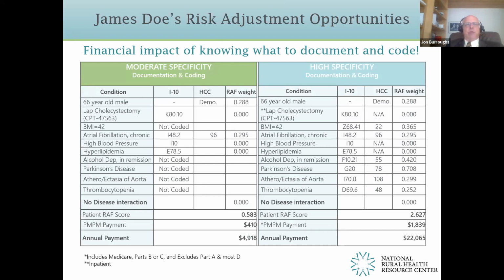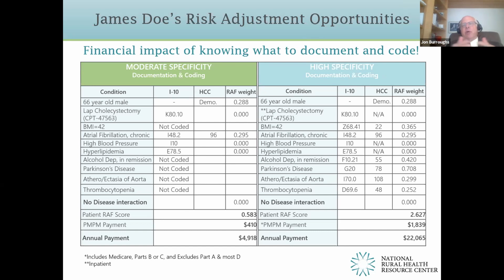The AFib is chronic. We'll note that. We'll maybe even get an EKG preoperatively, but we don't get much credit for that. We're not going to spend much time going over the high blood pressure or the hyperlipidemia. We're not going to deal with the alcohol dependency, the Parkinson's disease, the ectasia of the aorta, or the thrombocytopenia, which, by the way, is very important because low platelet counts indicate you have a higher chance of bleeding during surgery. So we're going to get a total RAF score.